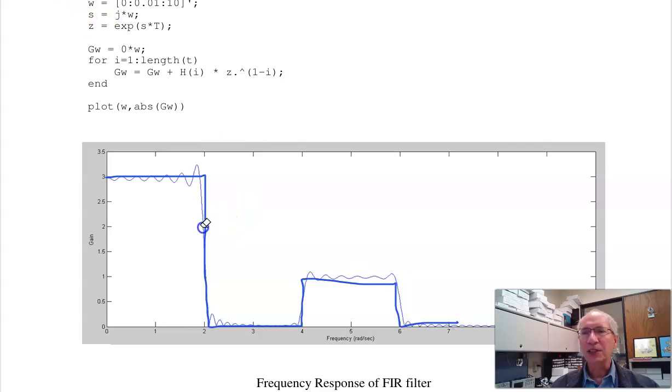It's almost right, a little bit wrong, but that's because I didn't use an infinite number of points, and I didn't go from minus infinity to plus infinity. But with what I did, this is what I get. Get a fairly close approximation. That's an FIR filter.